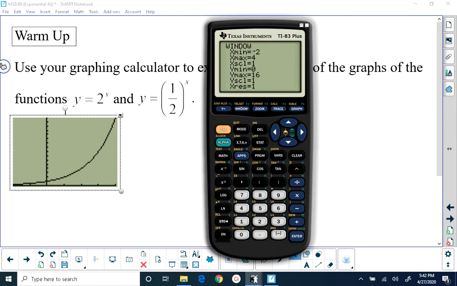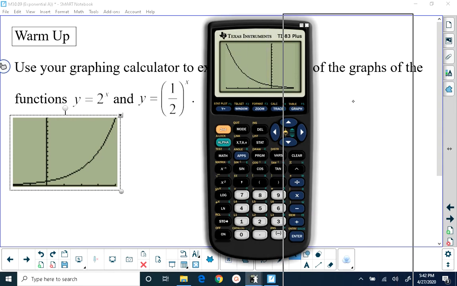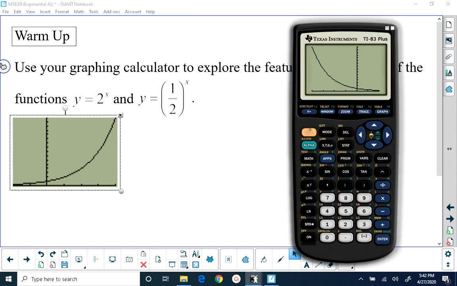Actually, I'm going to change the window settings slightly. I'm going to go from -4 to 2 this time. And when I take a look at the graph, it's pretty much a mirror image of the graph of 2 to the x. And if I were to go to my table, I'm going to scroll up in my table to get over here to -4. When x is -4 on this second graph, y is 16.